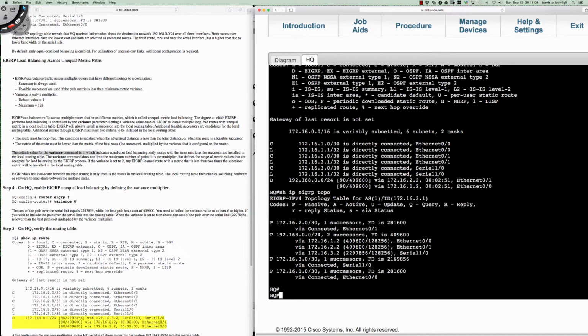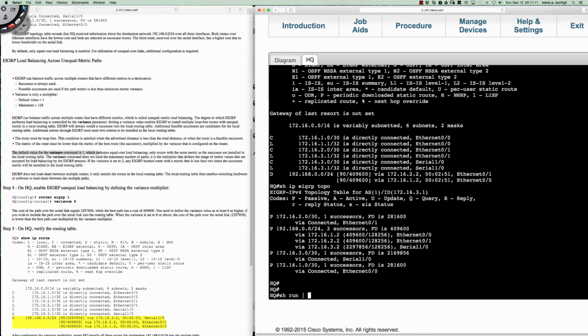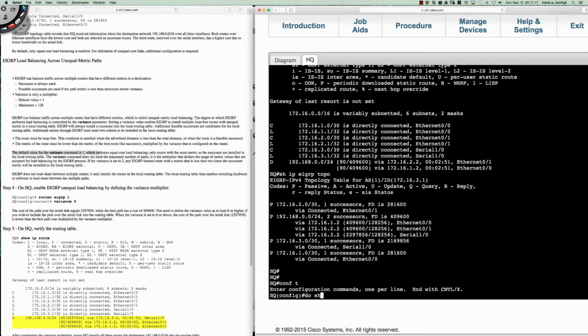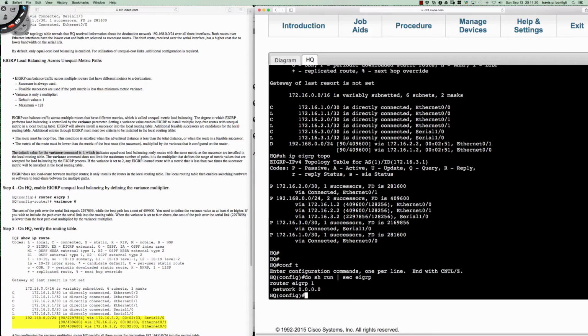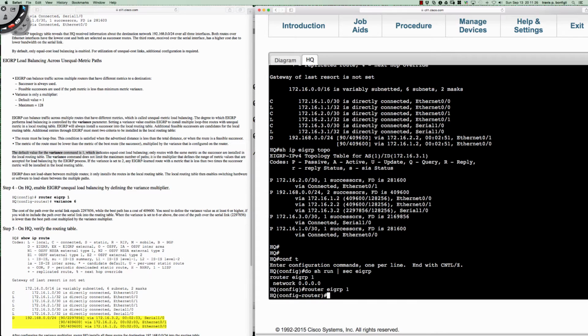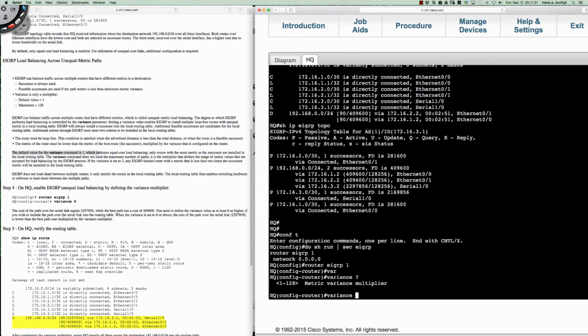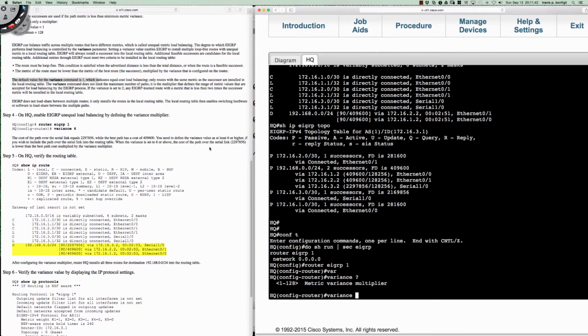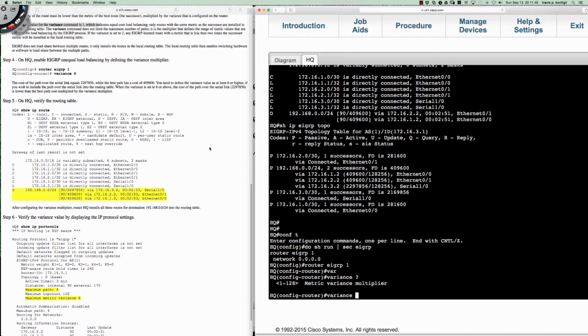If I was on the HQ router here and I said show run, actually let's just jump into global config here. So we'll say config t, and then do show run section EIGRP. Let's take a look here. So router EIGRP 1, and we know that we're doing autonomous system classic mode EIGRP configuration. If I say variance question mark, you can see that the values range from 1, which is the default, up to 128. So now we're going to go ahead and implement unequal cost load balancing by defining the variance metric here.